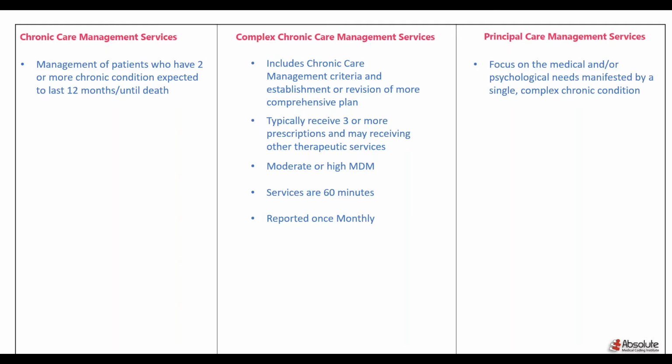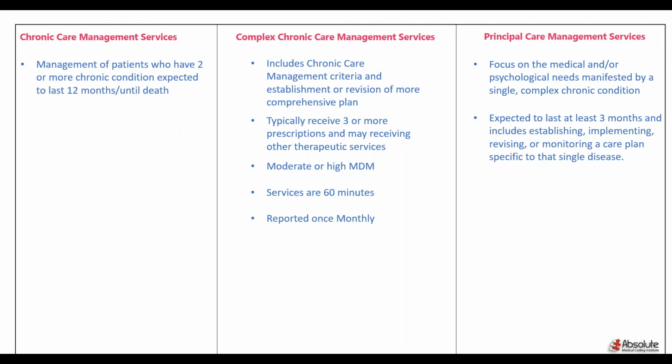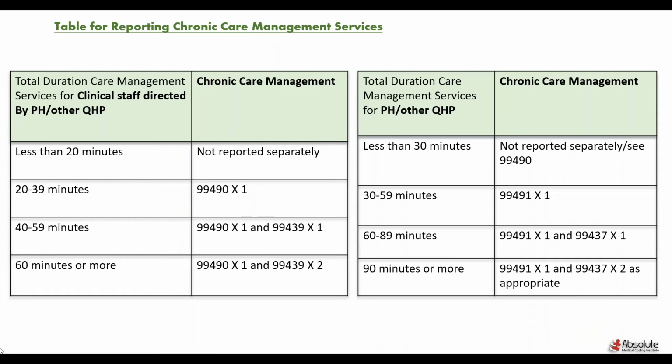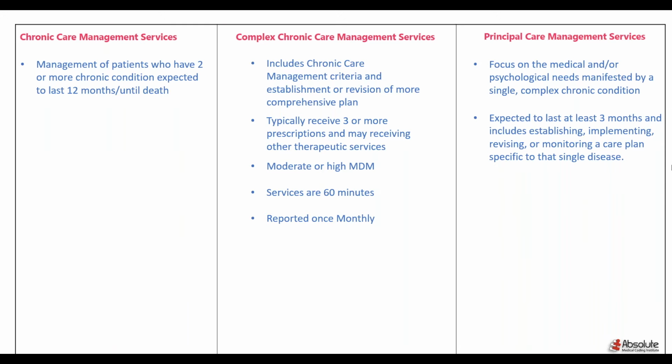And we have principal care management services, which focus on the medical or psychological need manifested by a single complex chronic condition expected to last at least 3 months, and include establishing, implementing, revising, or monitoring a care plan specific to that single disease. So coders, if you want to take a screenshot, go ahead, or they are also available in the CPT book. I have just made a table so that it can be easily presented to you in an understandable way. So let's move on.